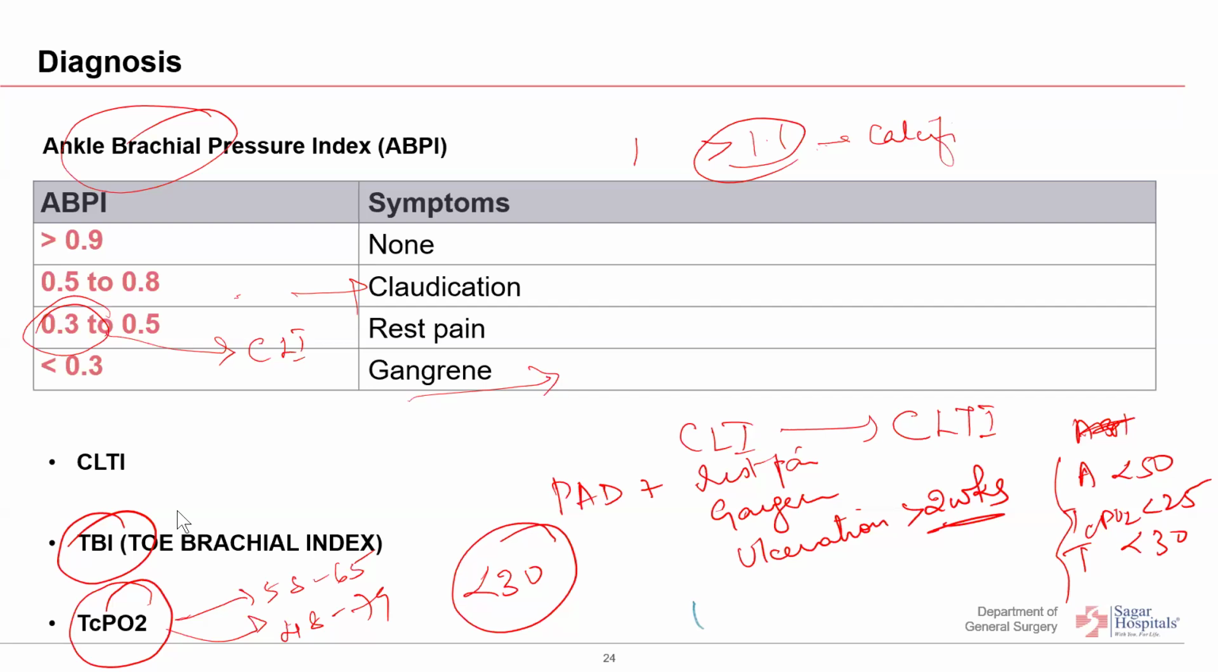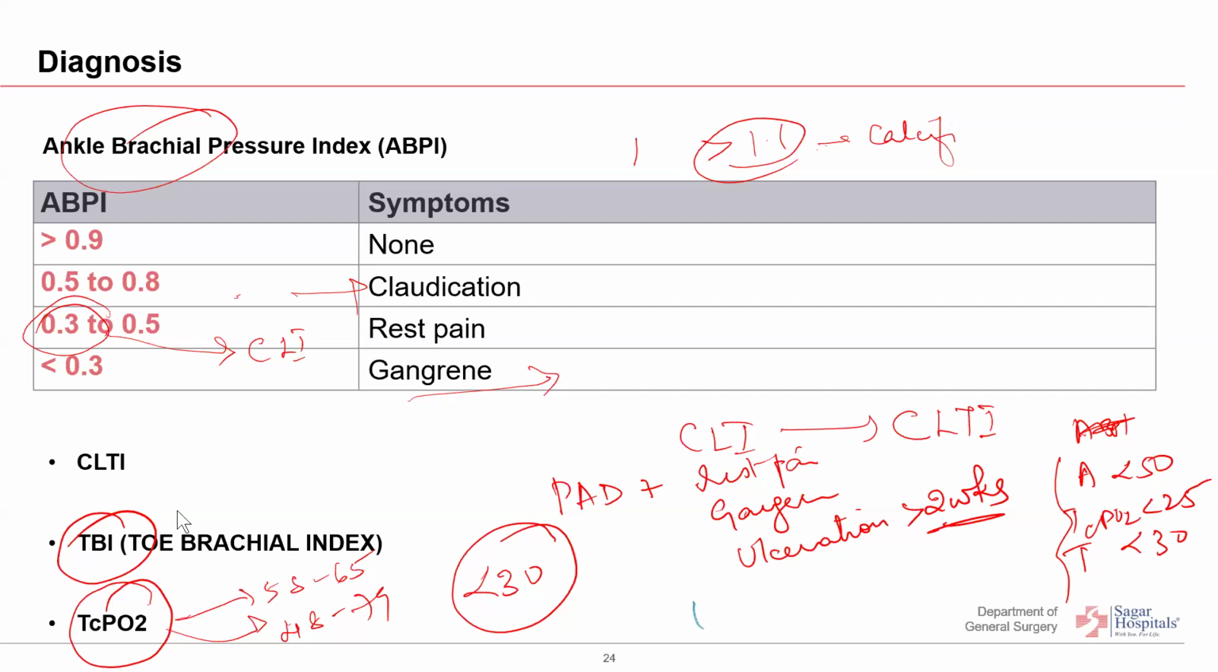So that's the reason why you have to take the higher of the two. Second thing, it's not the higher of the right or left side. You are measuring the ABI for the right side separately, and the ABI of the left side separately. And you have to measure the ABI of the dorsalis pedis separately and the ABI of the posterior tibial separately.